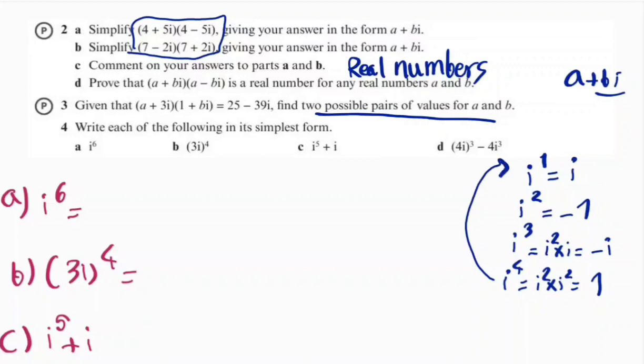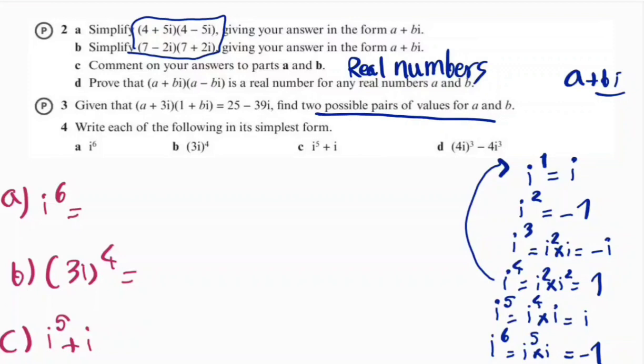And it's very interesting because after i squared, it's like a loop. It gets back to the start because i to the power of 5 is i to the power of 4 times i. i to the power of 4 is just 1, and 1 times i is i. Then i to the power of 6 is i to the power of 5 times i, and we know that i to the power of 5 is i. i times i is i squared, which is minus 1. So you can see the pattern, and this question is all about that.